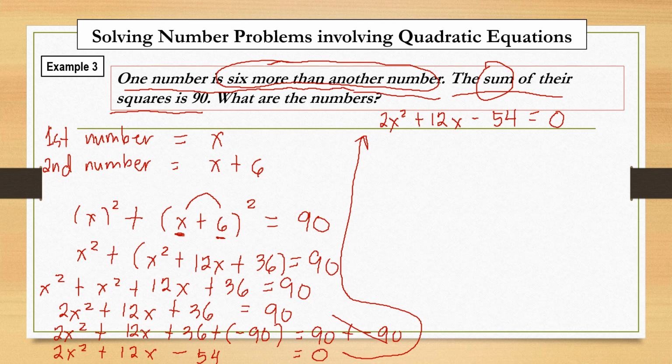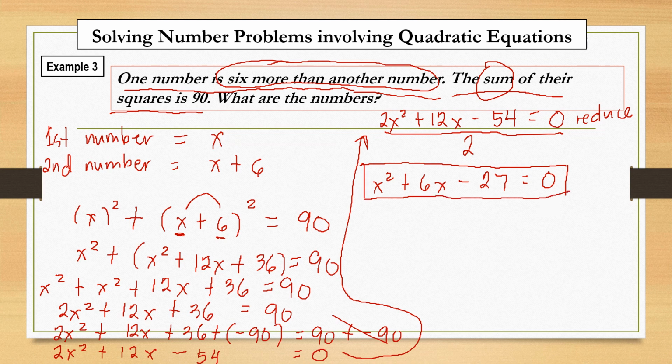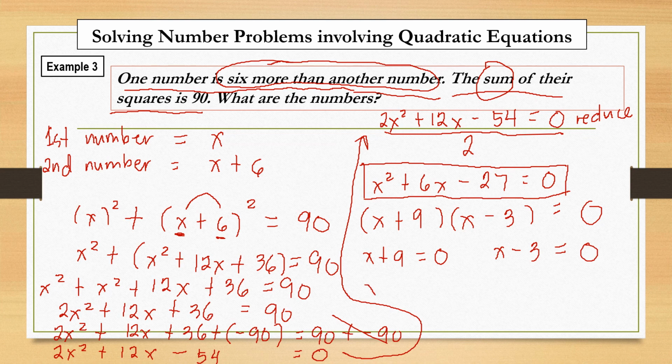As you can see, we can still reduce our given equation. Divide by 2. So we're going to have x squared plus 6x minus 27 is equal to 0. So we now have our quadratic equation in standard form. We can now solve it using the method of our choice. So let's use factoring. So what are the factors of negative 27 that will give us positive 6 when added or subtracted? That would be positive 9 and negative 3. Apply zero product property. x plus 9 is equal to 0. x minus 3 is equal to 0. Solve for x. x is equal to negative 9. And then for the other one, x is equal to 3.